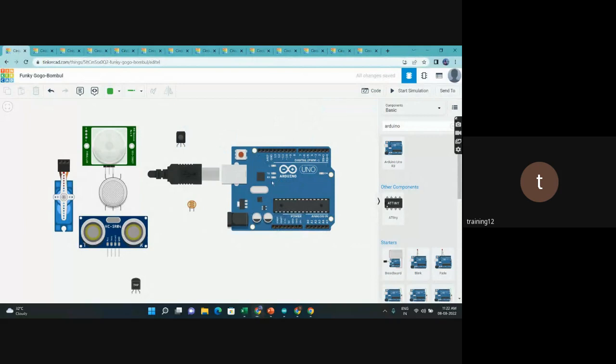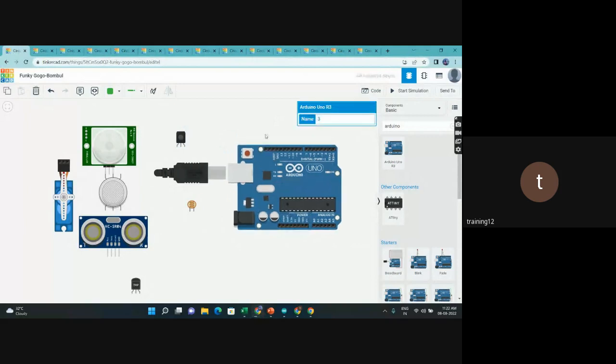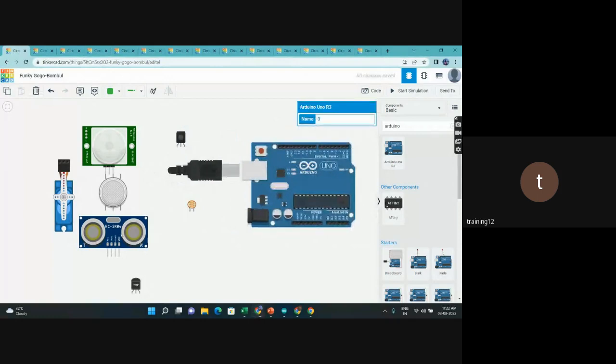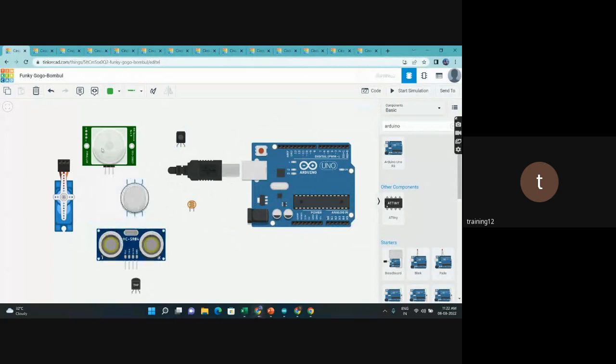So this is the Arduino Uno, and to it you have to connect those sensors. I will discuss these sensors at that moment. First is the PIR sensor. So what is a PIR sensor?